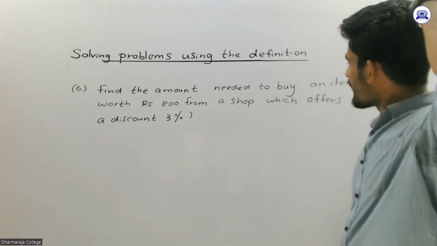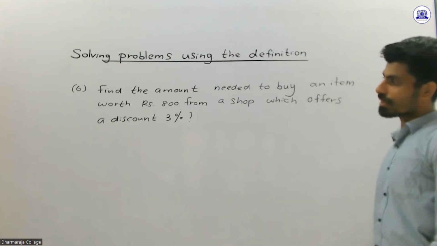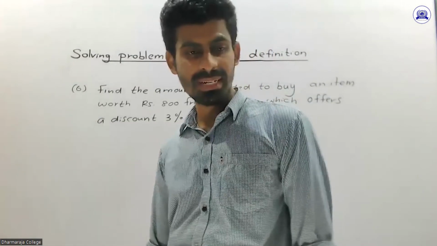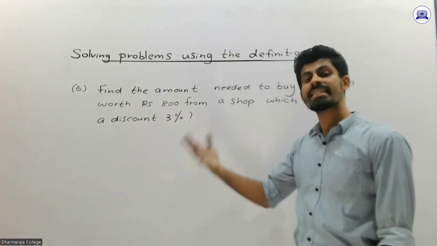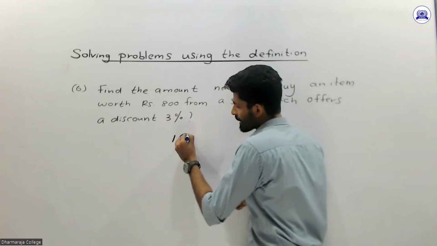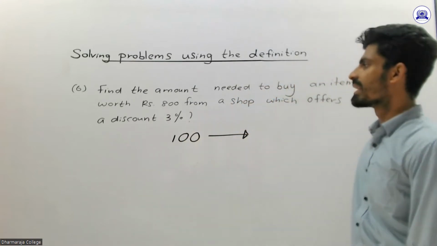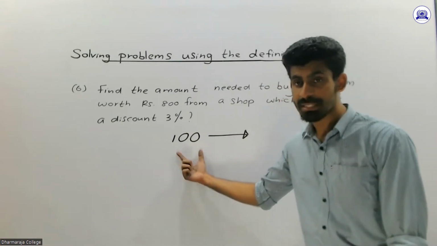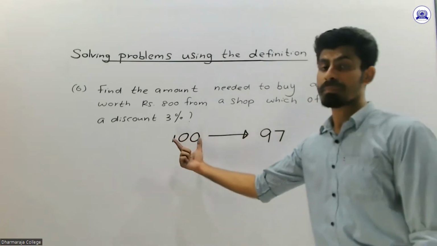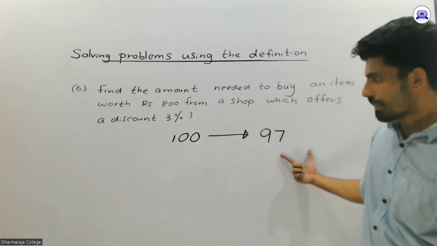Find the amount needed to buy an item worth 800 rupees from a shop which offers a discount of 3%. They are giving a discount, so you need to subtract that value. If you consider an item worth 100, you need to pay only 97 rupees. The item's marked value is 100, and you pay only 97 rupees.